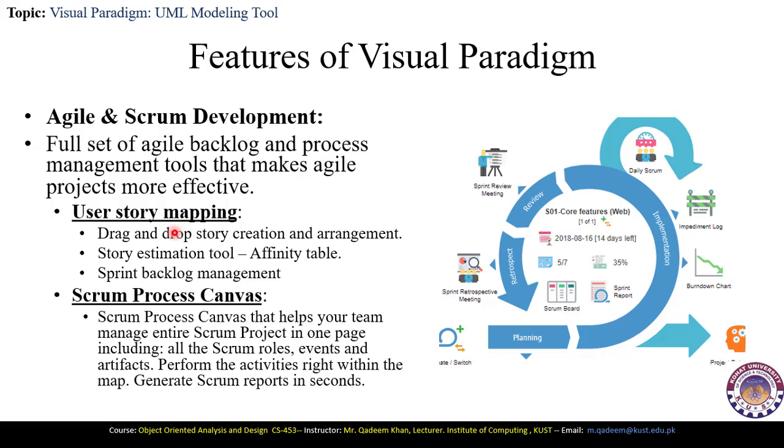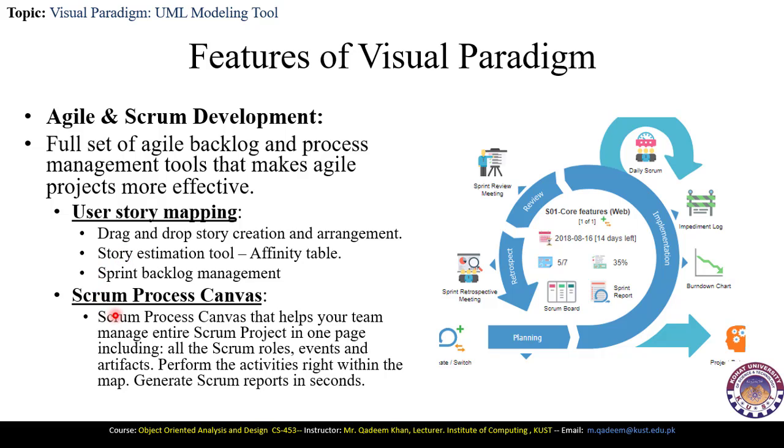Now, how does agile and Scrum development work? First, we need to define the user story mapping. So, we require drag and drop story creation and arrangement. Then story estimation tools, for example affinity tables, are required, and sprint backlog management is required to create the user stories.